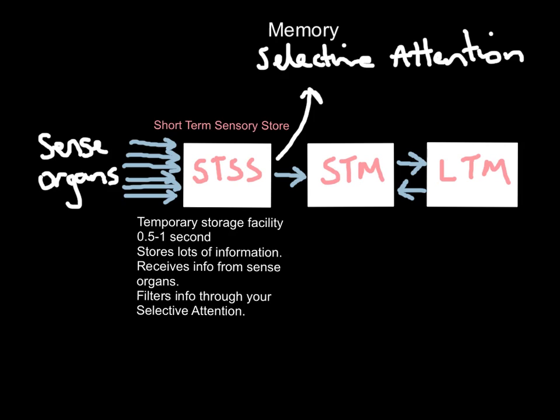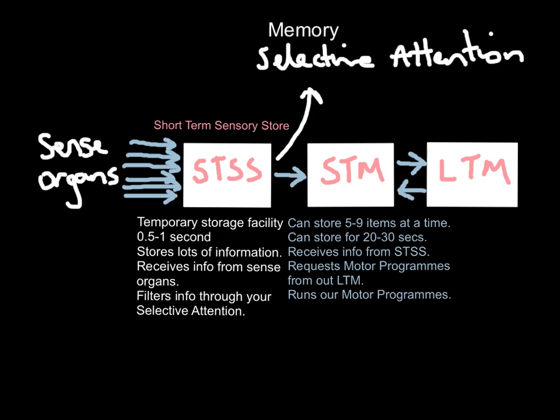So what can we say about our short-term memory? Our short-term memory can hold up to 5 to 9 items at a time. Some people say 7 items plus or minus 2. Yeah, that's exactly the same as 5 to 9. And it can generally store information for about 20 to 30 seconds.